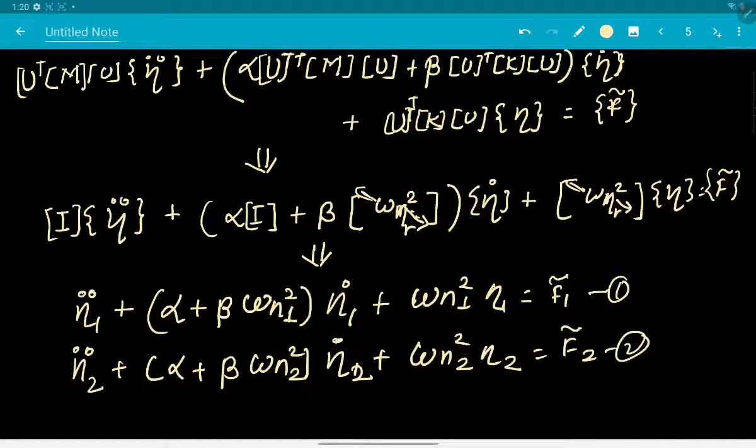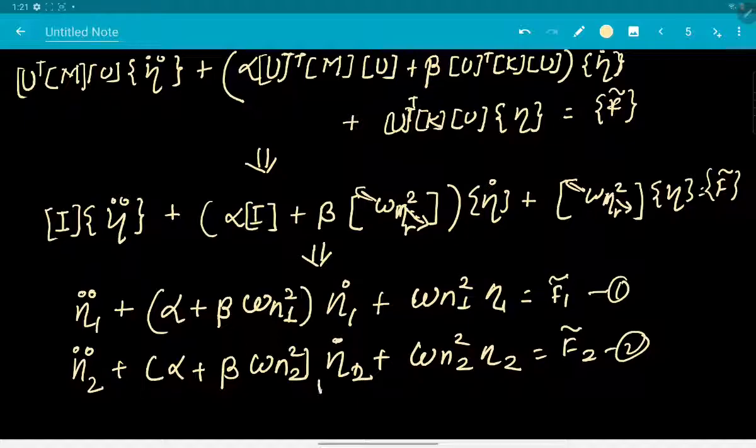So in our case, we are going to get these two equations. Since we have a 2 degree of freedom system, if you have, let's say, 3 or 4 degrees of freedom, then you are going to get 3 or 4 such equations. Depending on how many degrees of freedom there are, you are going to get that many equations, because you have that many mode shapes.